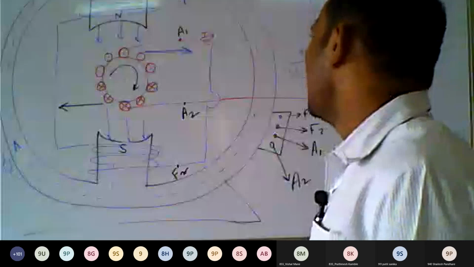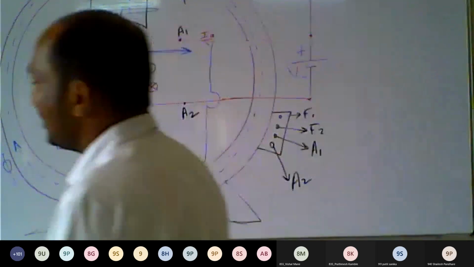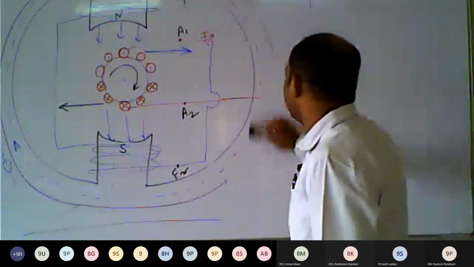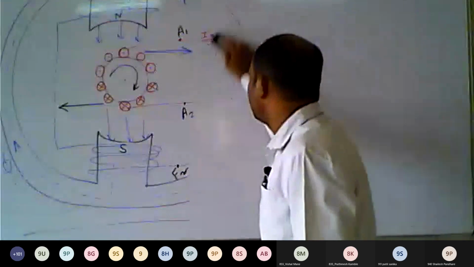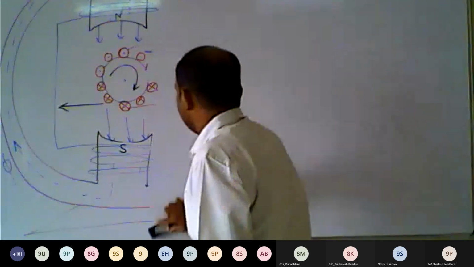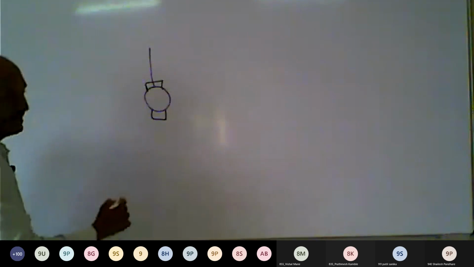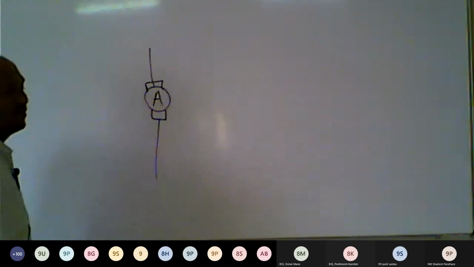The next part is the circuit diagram, the symbolic representation. How can we represent this motor electrically, the electrical diagram of the shunt motor and series motor? How can we indicate this DC motor electrically? We know that in a DC motor there are two windings. One is the armature winding and the second is the field winding. The armature winding will be indicated like this. The armature winding is the rotating part. So this is the indication for the armature winding.